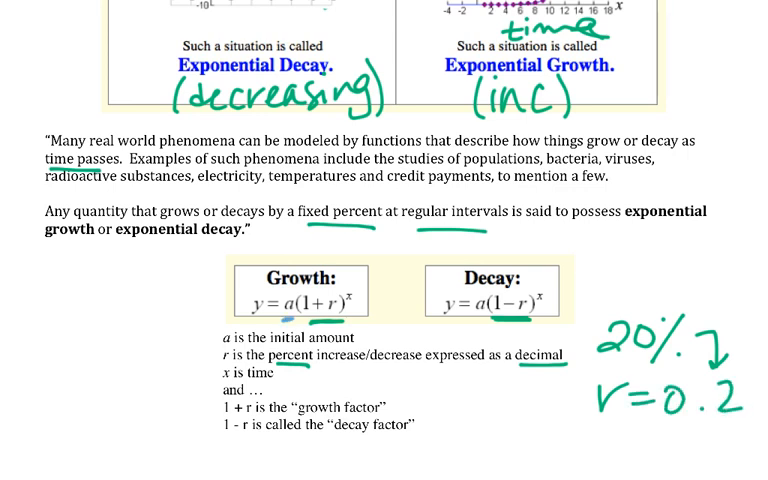Your A value out front, which is not being raised by an exponent, is your initial amount. So it's the amount you start with before you grow or decay. X, your exponent, is time, because we said these are things that are happening over time. Then the part in parentheses, your 1 plus r, can be called your growth factor. Your 1 minus r is your decay factor. So let's practice putting these terms to use.